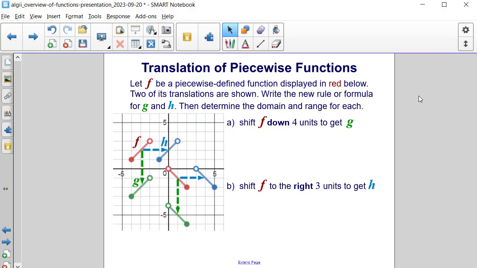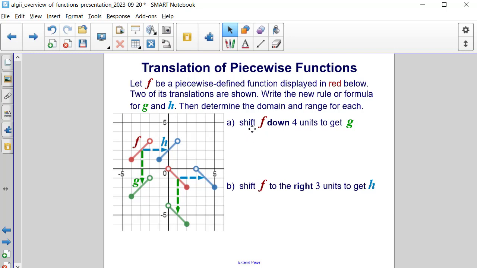Next, let's discuss the translation of piecewise functions. We're going to let f be a piecewise function displayed in red in the coordinate plane below. Two of its translations are shown, g and h. Write the new rule or formula for g and h, then determine the domain and range for each.